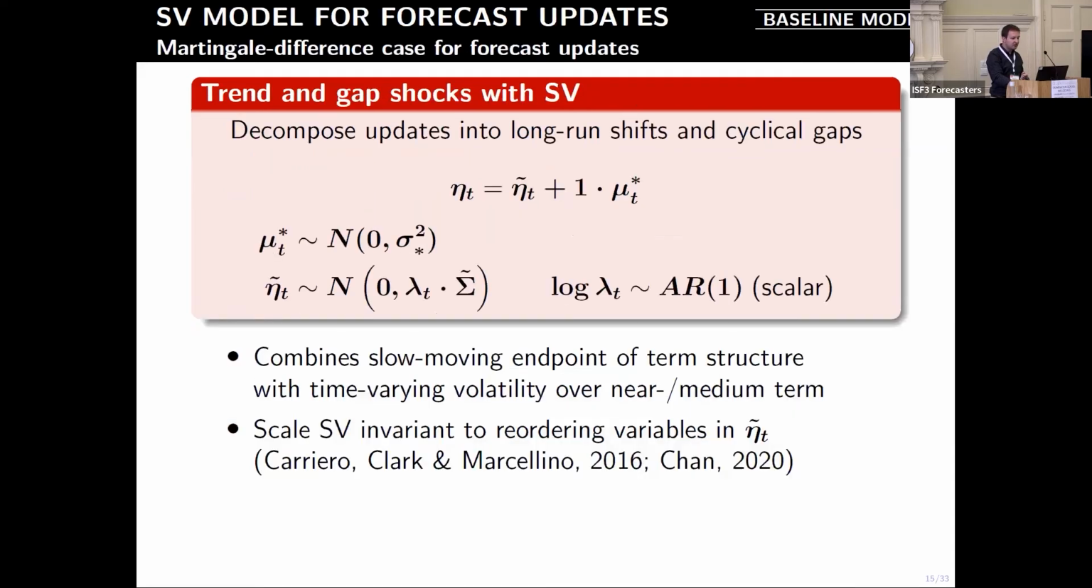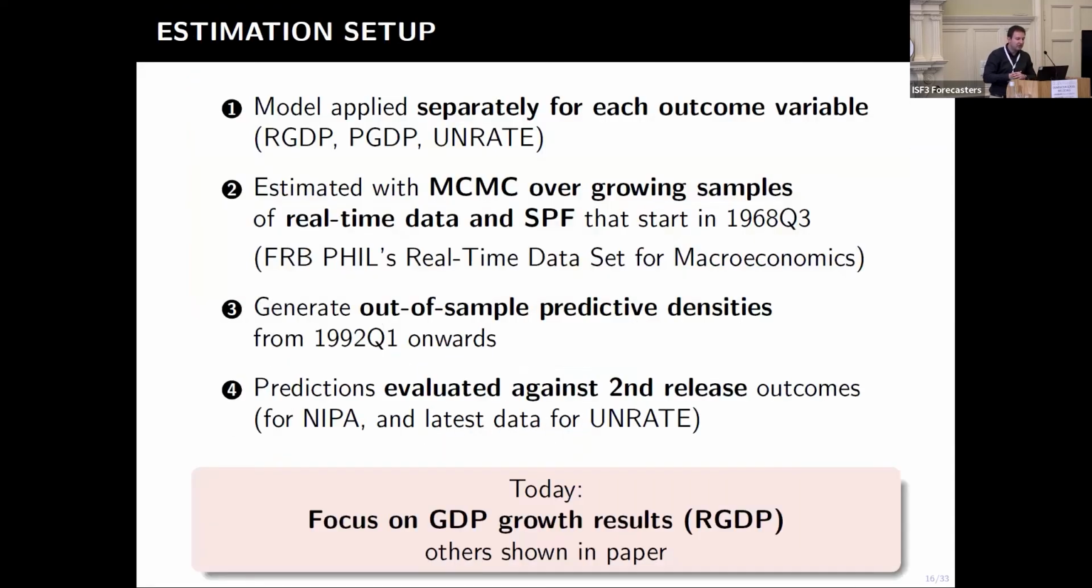Okay. So let me just talk about the estimation setup. We estimate the model separately for each outcome variable. Here I'm only going to talk about real GDP growth. We use MCMC over growing samples using real-time data and the Survey of Professional Forecasters conducted by the Philadelphia Fed. And then we generate out-of-sample predictive densities starting in 1992 Q1 onwards, and then we evaluate our forecasts against the second release of the outcomes.